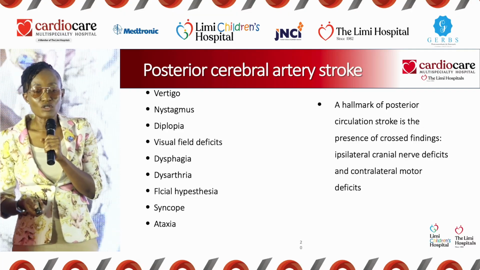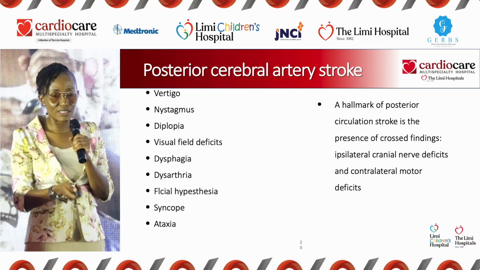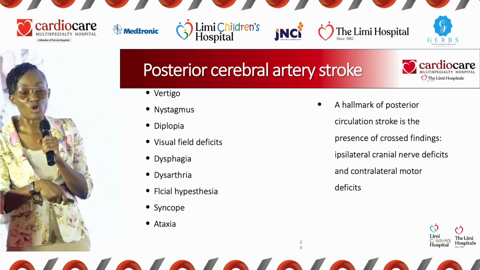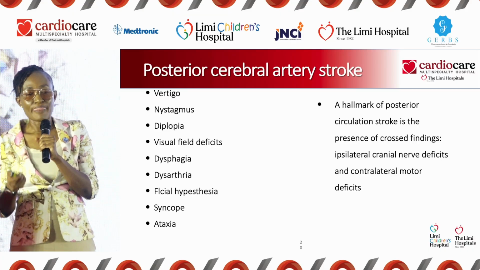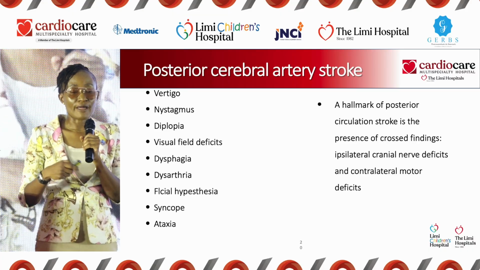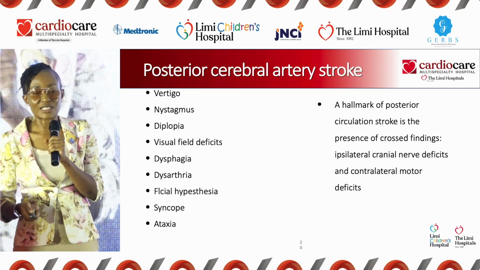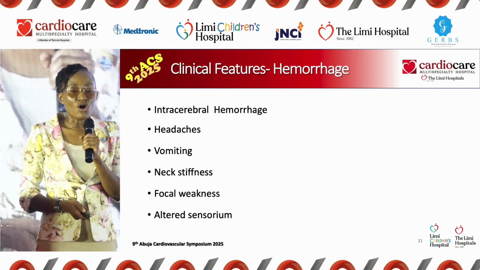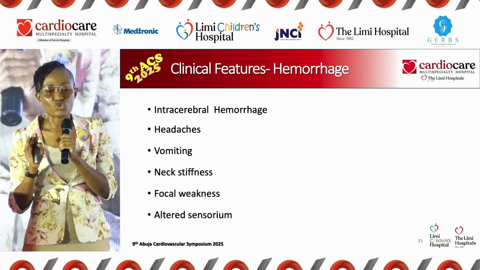Then still on the posterior circulation stroke, the 4 Ds are the common ones, but again, vertigo, nystagmus, diplopia, dysphagia, dysarthria, facial hypoesthesia, syncopal attack, and ataxia. All right, those are the features. Now we move on to how hemorrhagic stroke presents.